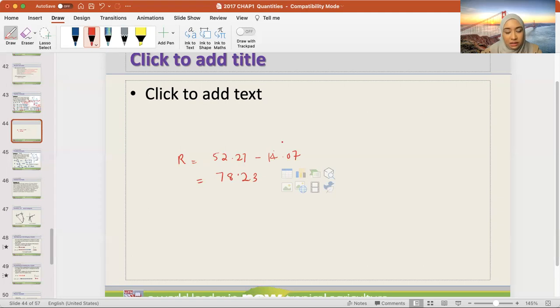So your R is 78.23. No, Doctor. 38.2. Okay. Yeah. Okay, kejap. So let's go back to your R. What is the general equation to find R?